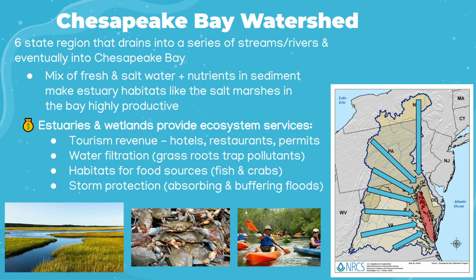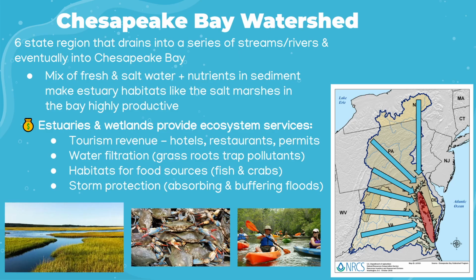Let's take a look at one of the largest watersheds in America, and that is the Chesapeake Bay watershed. This is a 6-state region where all of the bodies of water, the rivers, the streams, all eventually collect and empty into the Chesapeake Bay. Why does this matter? Why do we care about the Chesapeake Bay watershed? This is a great way to study the ecosystem services and the value that these habitats can provide.